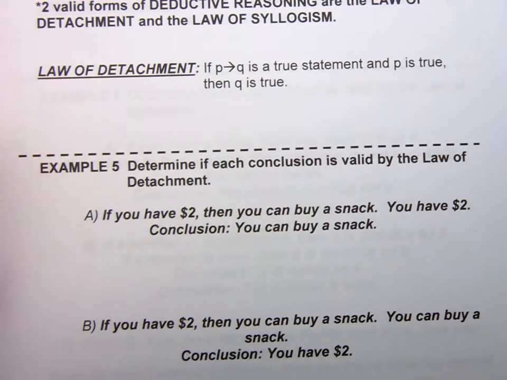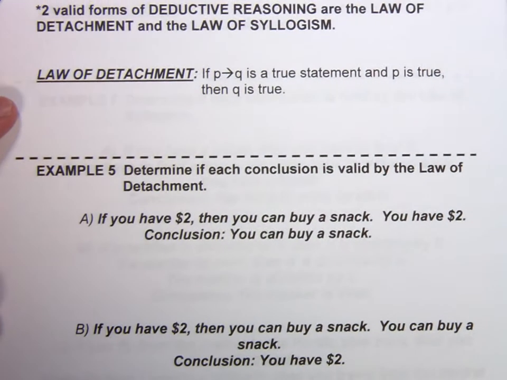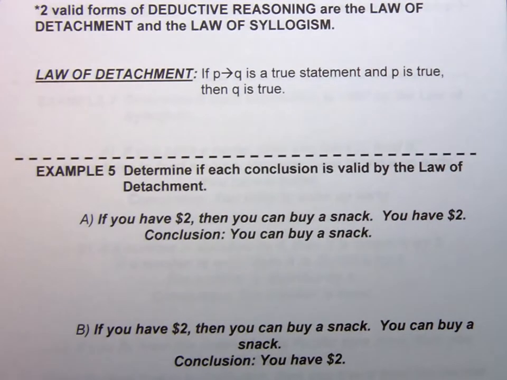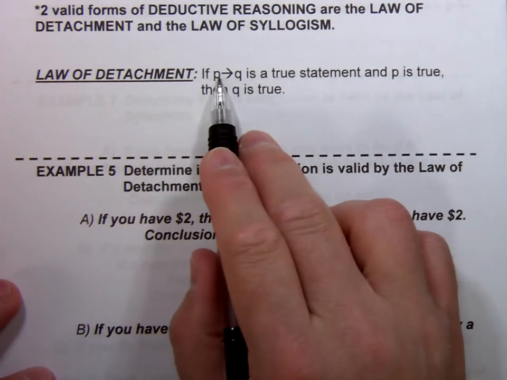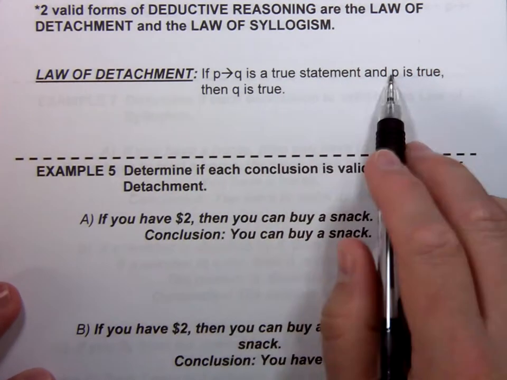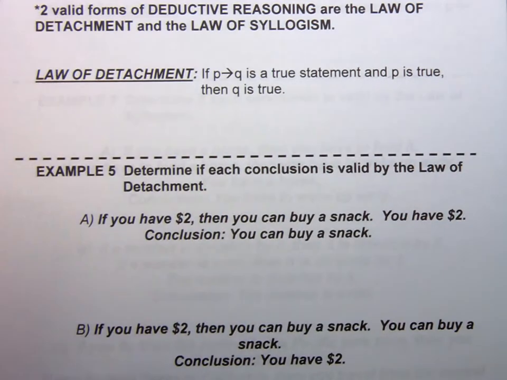Alright, there are two valid forms of deductive reasoning: the law of detachment and the law of syllogism. So let's start with the law of detachment. It says, if P then Q is a true statement, and P is true, then Q is true.